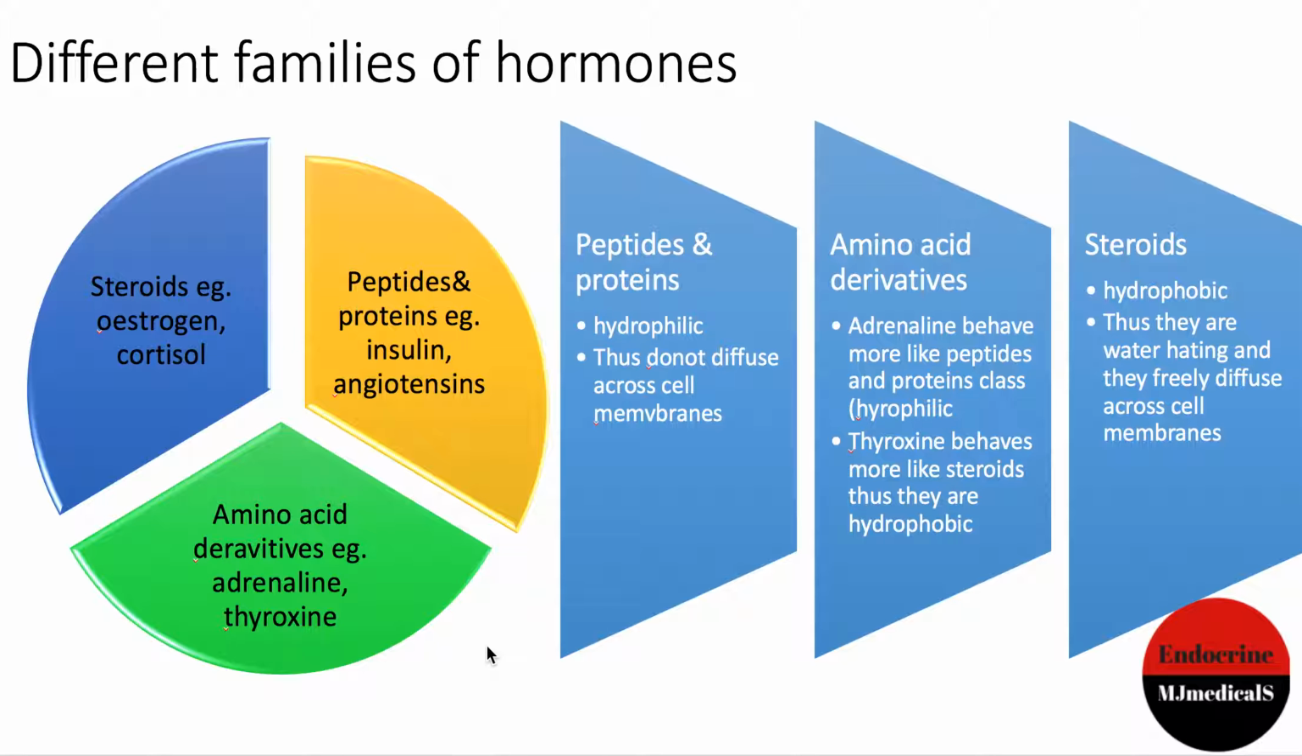These include thyroxine and adrenaline. Adrenaline behaves more like the peptides and proteins, so therefore it has to be more hydrophilic, whereas thyroxine is more hydrophobic. Then we have steroids, and examples of these are estrogen, corticosteroids, or cortisol. They're hydrophobic, which means they're water-hating. Thus they freely diffuse across cell membranes. So these are the main three types, and examples of these are given here as well. So peptides and proteins examples: insulin; steroids: estrogen, cortisol; amino acid derivatives: adrenaline or thyroxine.